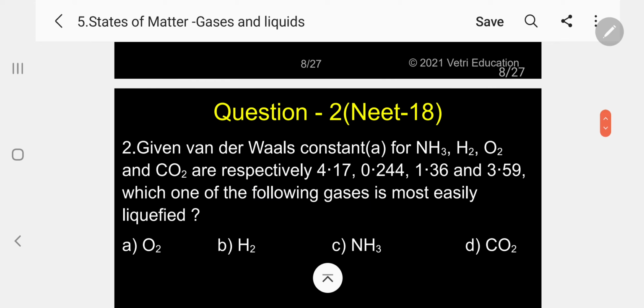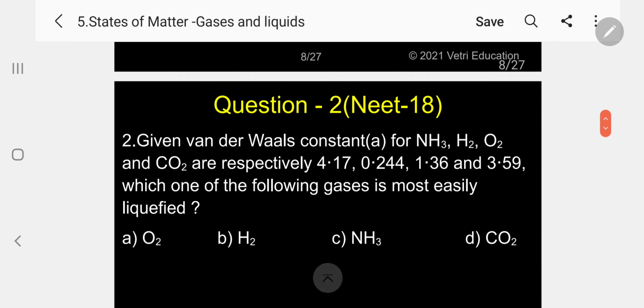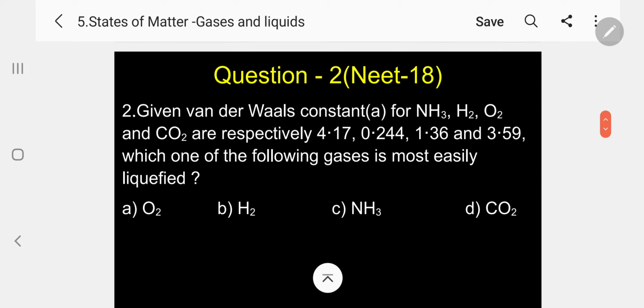Okay. Question number 2. This is another interesting question. It is asked in NEET 2018. Given van der Waals constant A, you know already A is for the pressure correction, and B for the van der Waals correction for volume.